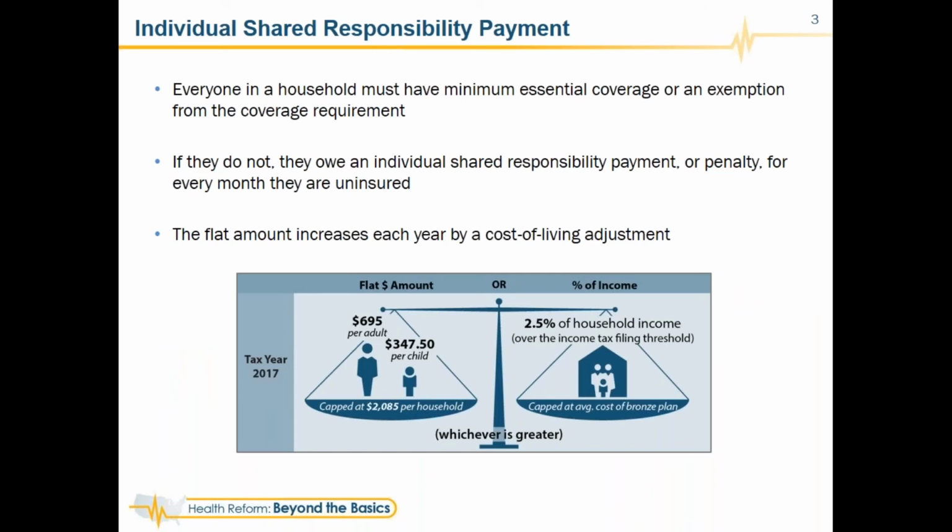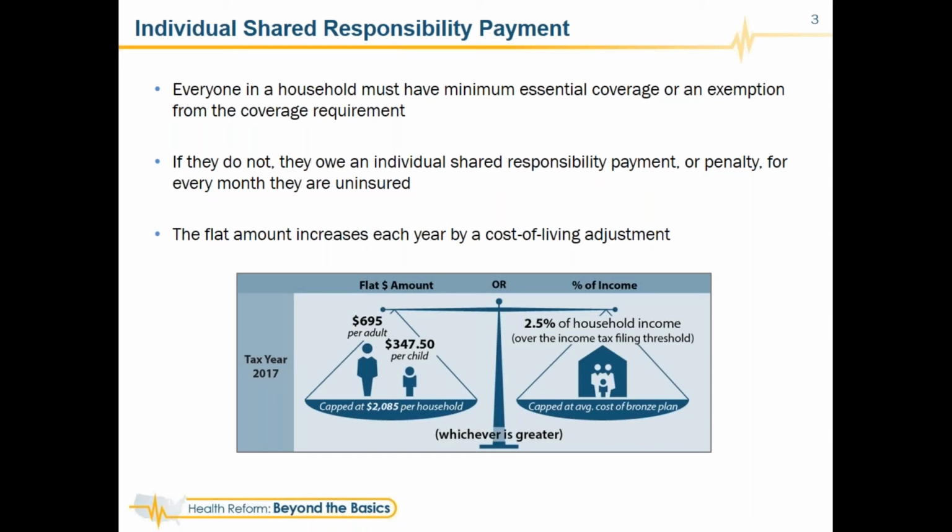The individual shared responsibility payment is paid by everyone in the household who does not have minimum essential coverage or an exemption from the coverage requirement. We're going to talk more about exemptions as well. It's calculated in one of two ways. It's the greater of either a flat payment amount or a percentage of income over the tax filing threshold. So that gets very mathy, but we're going to work through some examples that can give you an idea of how steep this payment can get for people.